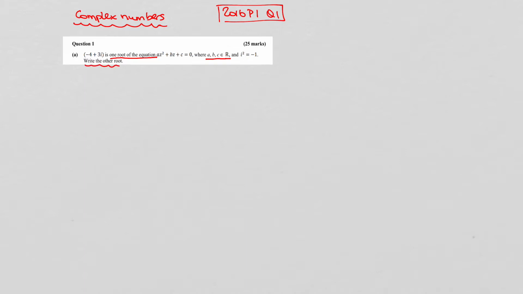So the first thing we have to say is that we are told that the coefficients A, B, and C are all elements of the real numbers. And therefore, what that implies is that the roots occur in a conjugate pair. So if the roots occur in a conjugate pair, then that implies that the conjugate of -4 plus 3i is also a root. And the conjugate of -4 plus 3i is -4 minus 3i. In other words, we change the sign of the imaginary part. So -4 minus 3i is also a root.